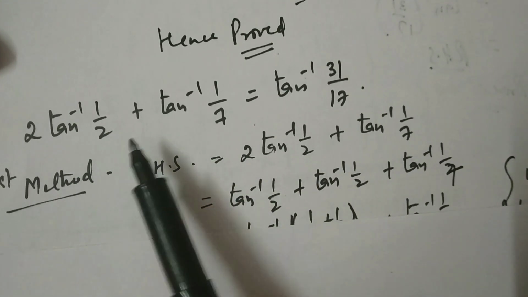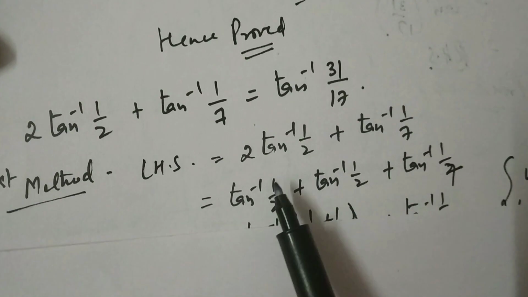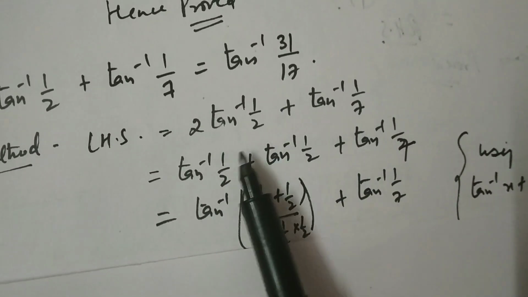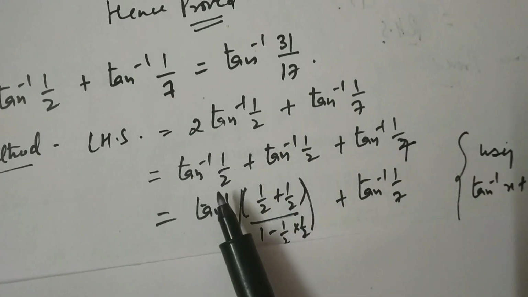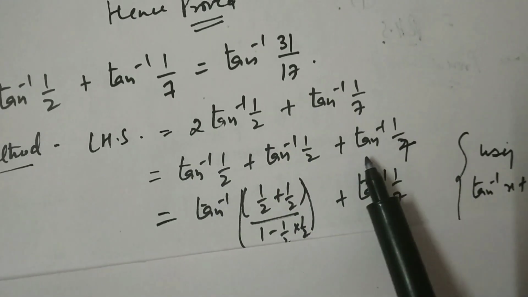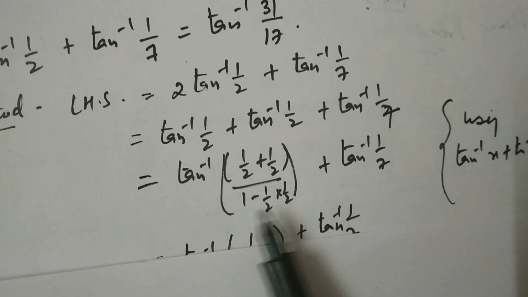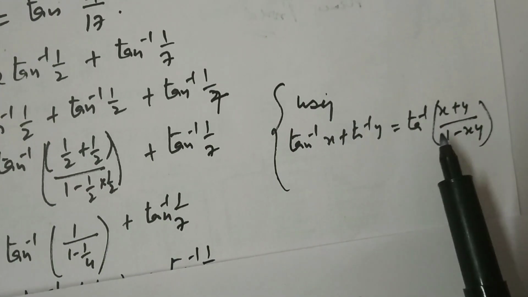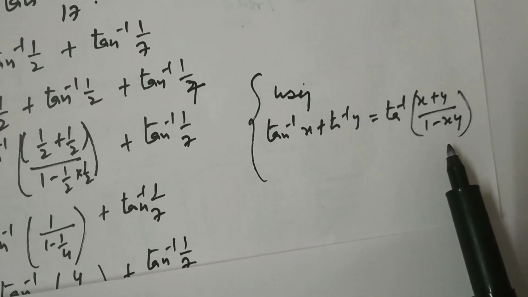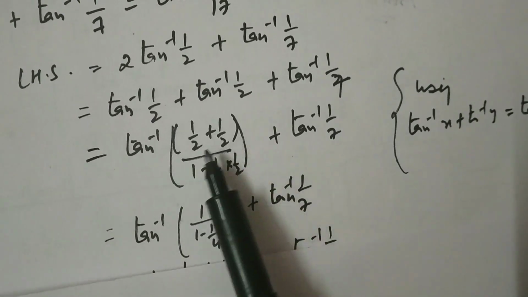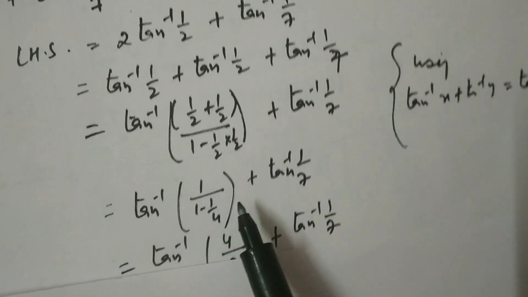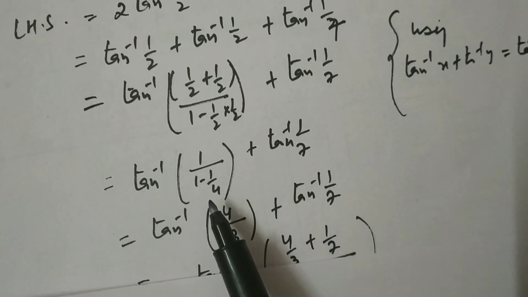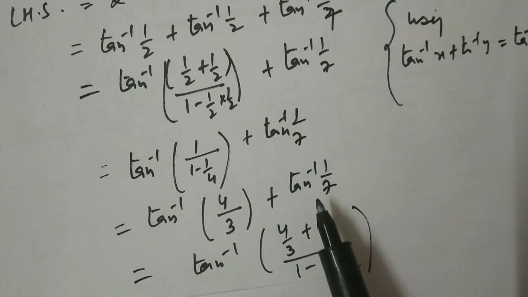So I take the left hand side, and I break it into 2 parts. 2 tan inverse half can be written as tan inverse half plus tan inverse half, and plus tan inverse 1 by 7. There I applied the formula tan inverse x plus tan inverse y is equal to tan inverse of x plus y upon 1 minus xy, and by applying it and solving, I get this comes to 1 upon 1 minus 1 by 4, plus tan inverse 1 by 7.